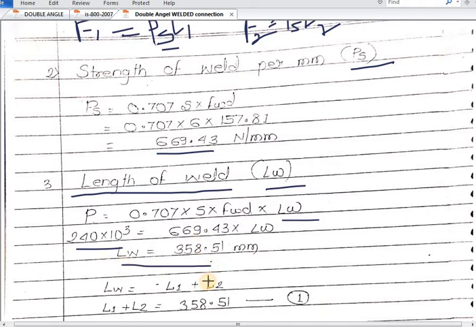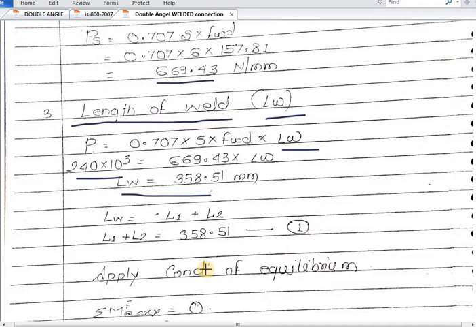So this 358 is the addition of L1 and L2. Separately, we have to find out L1 and L2. So how to find out L1 and L2? It is a simple case, with a simple figure.